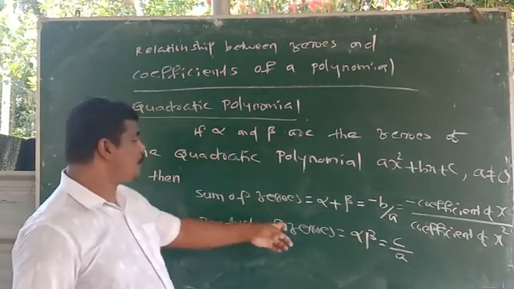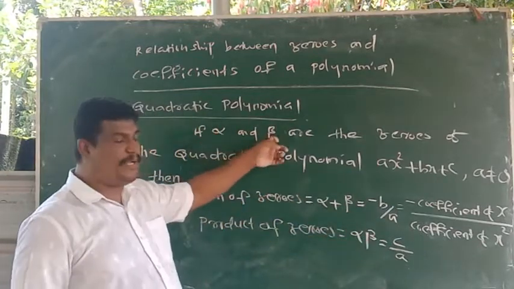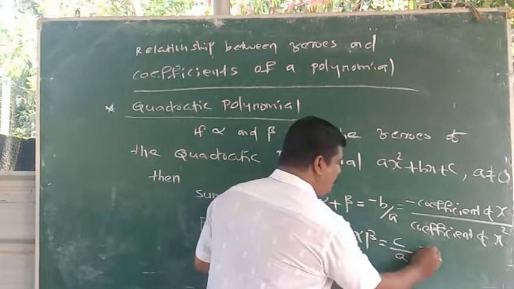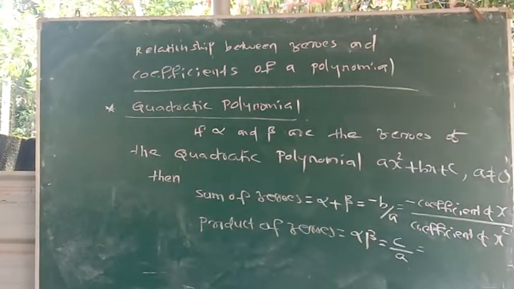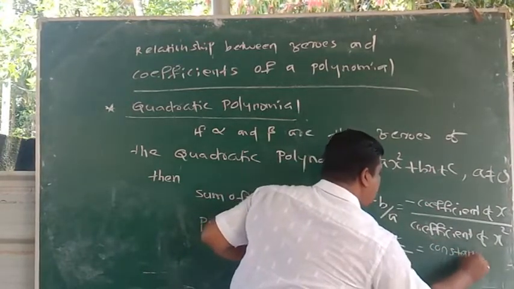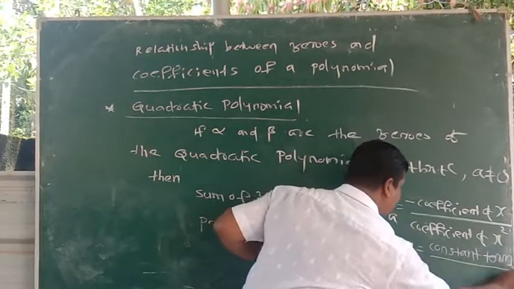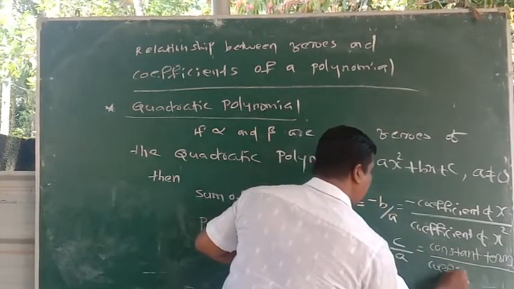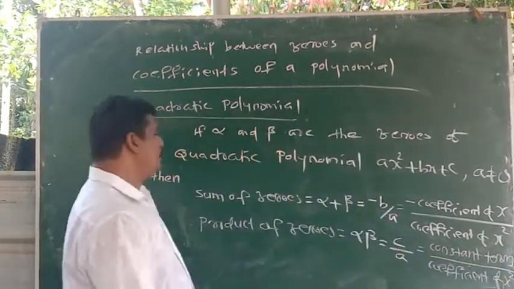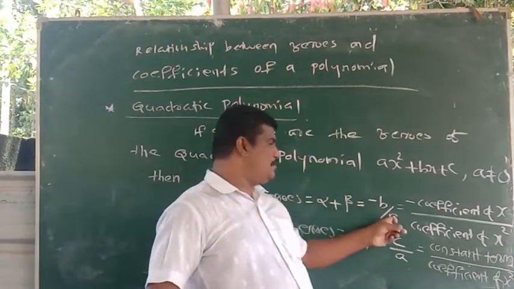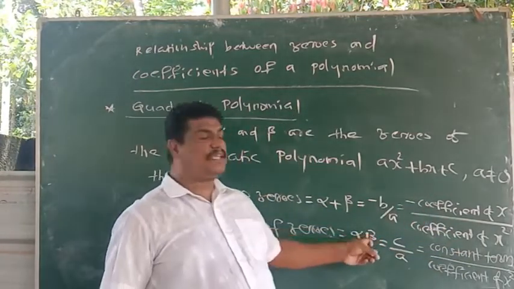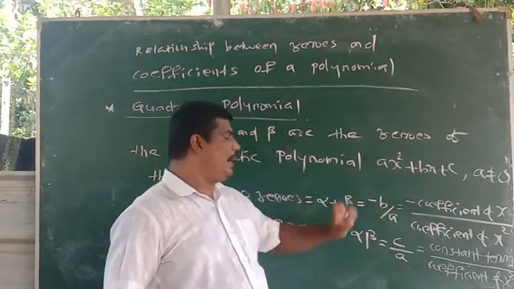So the product of zeros, alpha beta, is equal to c by a, that is, constant term divided by coefficient of x square. The sum of zeros alpha plus beta is equal to minus b by a, that is minus coefficient of x by coefficient of x square. Then the product of zeros alpha beta is equal to c by a, constant term by coefficient of x square.